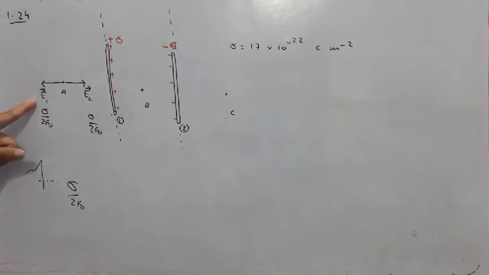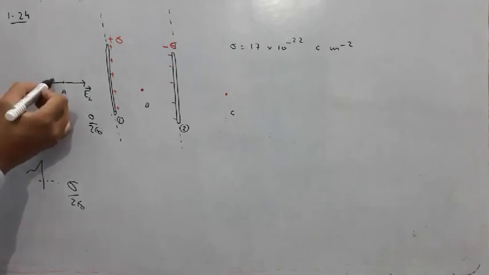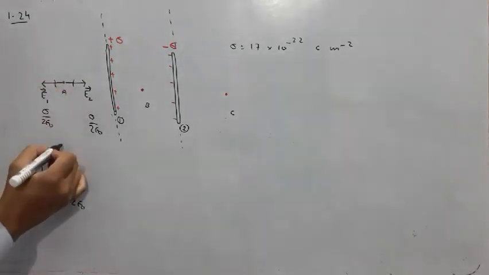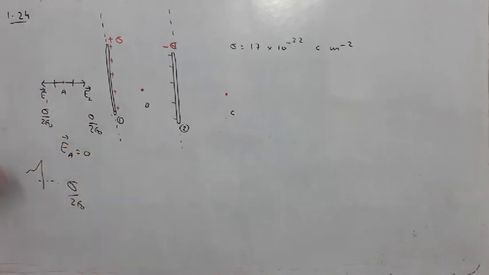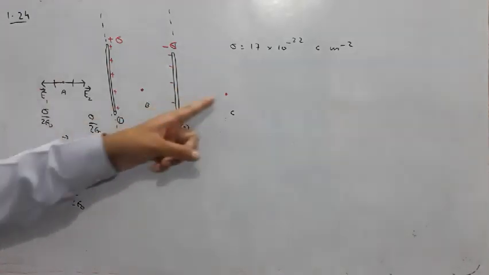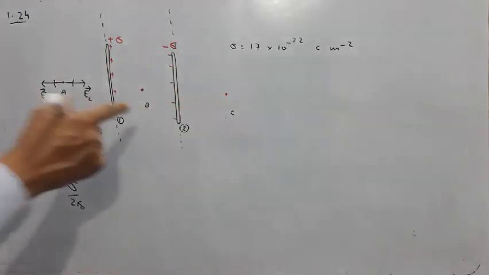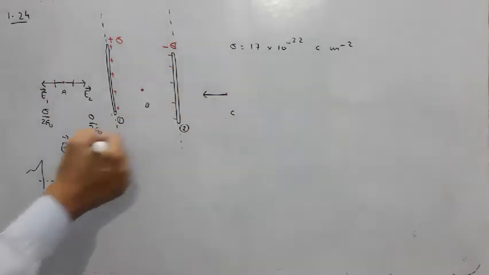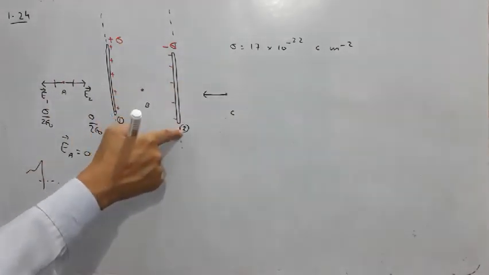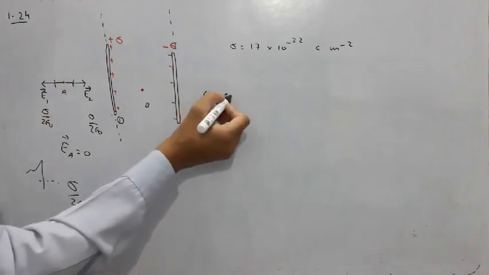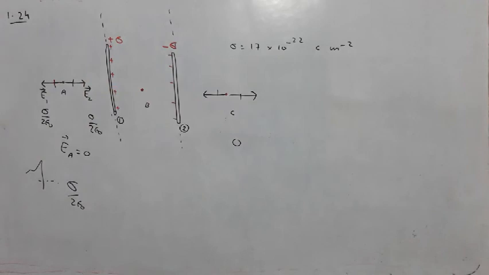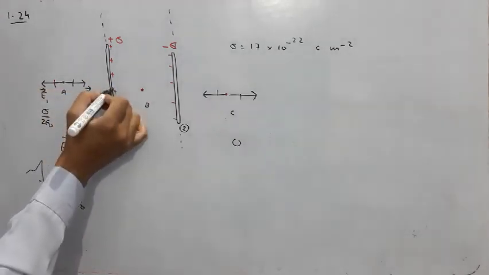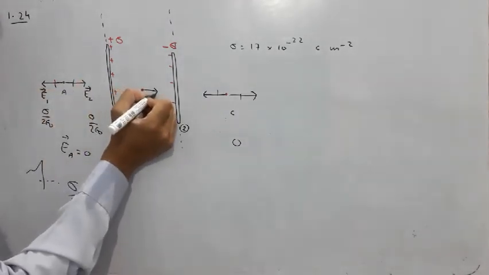Now you see, these two electric fields have the same magnitude, but their directions are opposite. That's why they will cancel, and that's why the net electric field in region A, EA, will be how much? 0. The same reasoning, which you should attempt yourself, will be true for region C also. Due to this plate, the electric field will be towards it. Due to the positively charged plate, the electric field will be away, and their values will be the same, so the electric field will be 0.